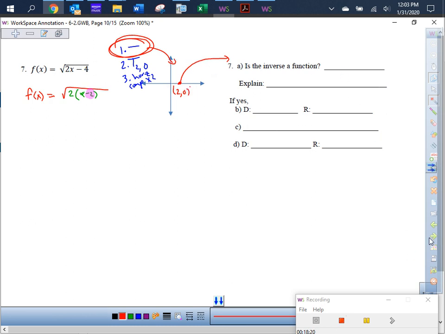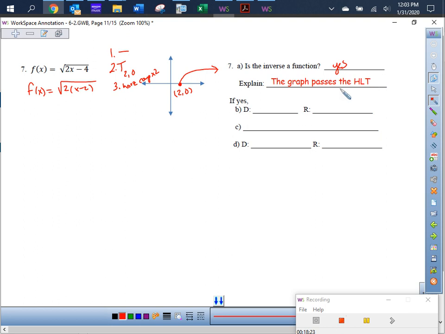Is the inverse a function? Oh yeah, because the graph passed the horizontal line test. So let's do the domain, reading from left to right: 2 included to infinity, and the range is 0 to infinity.